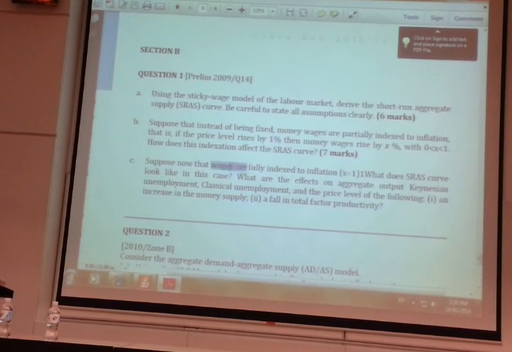If wages are fully indexed, W over P increases at the same rate, then you know your AS curve would be vertical. Why is it vertical? Because if W and P increase by the same amount, labor demand will not change, so output doesn't change. So you have to get parts 6 and 7. You may not get 13 because you make some careless mistake. But if you know part A and B, you can score 10. Part C, you can score another 2 marks.